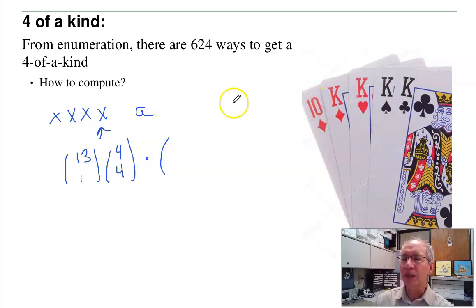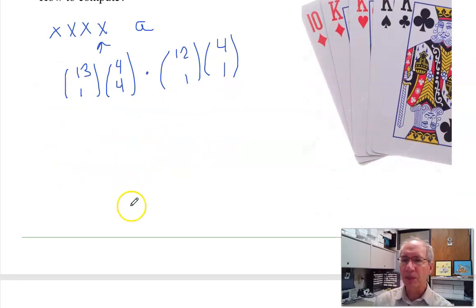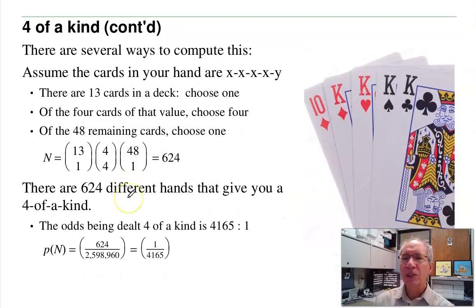This 10, the off card, there are 12 values that are not a king. 12 values, pick 1. And of the, say in this case 10s, of the 4 10s in the deck, pick 1. Multiply all that out, I get 624. So that's actually the way you calculate 4 of a kind.